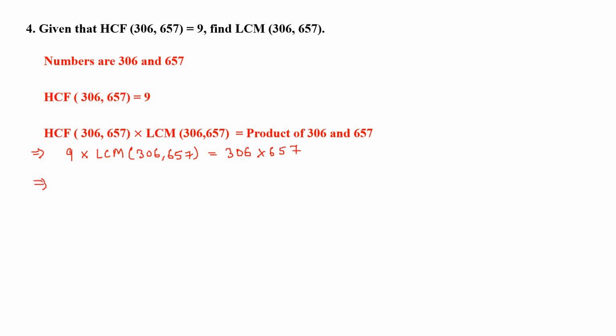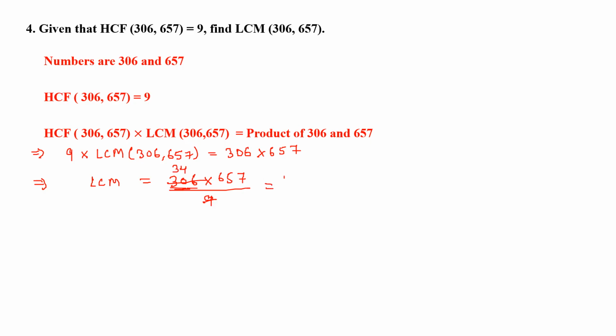So LCM will be, now I'm going to transpose 9 to the other side. So LCM will be 306 into 657 divided by 9. Now, you know the divisibility rule of 9. If you add the digits of 306, 3 plus 0 plus 6, you are getting 9. It means 306 is divisible by 9. So 9 times 34 will give you 306.